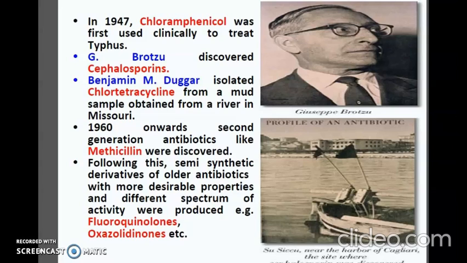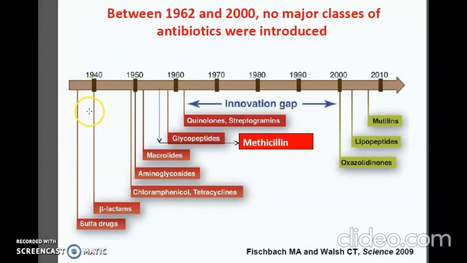From 1960 onward, second-generation antibiotics like methicillin were discovered. Following this, semi-synthetic derivatives of older antibiotics with more desirable properties and different spectrum of activity were produced, for example, fluoroquinolones and oxazolidinones. And when you look at the history of antibiotics, you can see that between 1962 and 2000, no major classes of antibiotics were introduced.